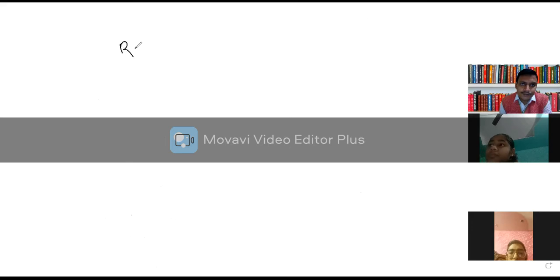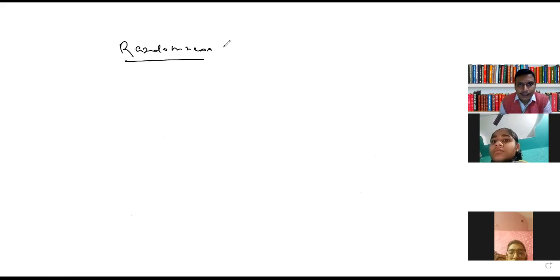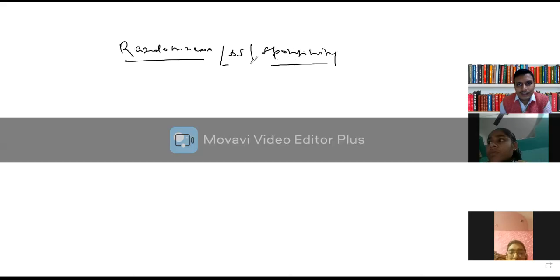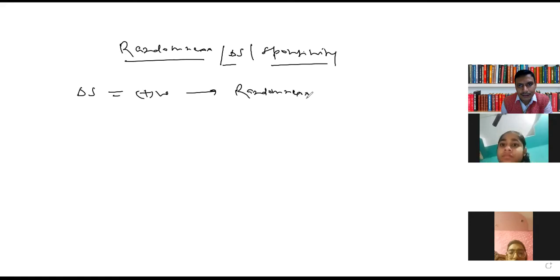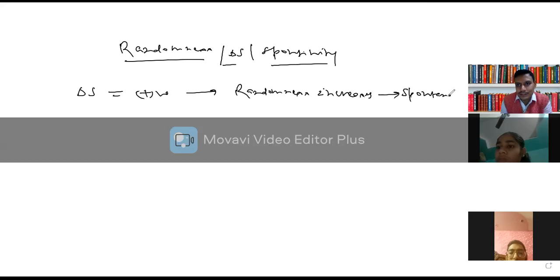I am giving the heading randomness, as well as the delta S, both are same, and the spontaneity. How can we identify? If delta S is positive, that means randomness increases, and whenever randomness increases, that is a spontaneous process. One thing to remember. And how can we identify whether randomness increases or not?